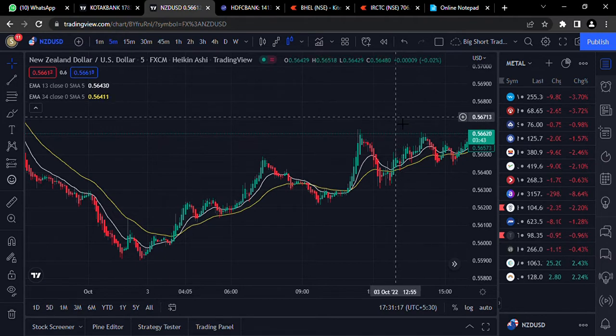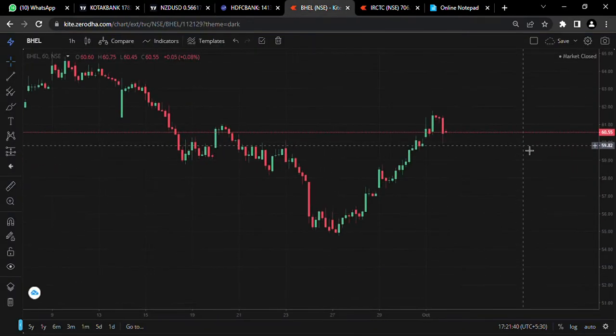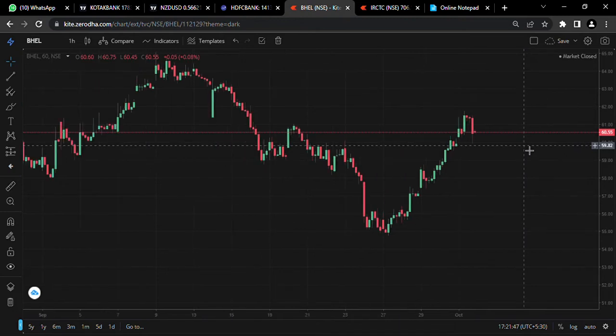So first of all, just a second, I will open the chart. You can use any kind of platform, whether it is Kite or TradingView or Go Charting. You just need a platform which you are familiar with. I am familiar with the Kite chart, so that's why I am using it.